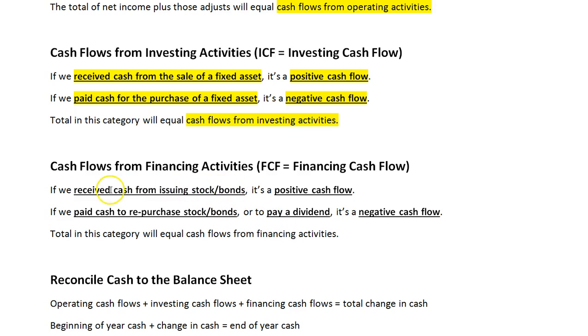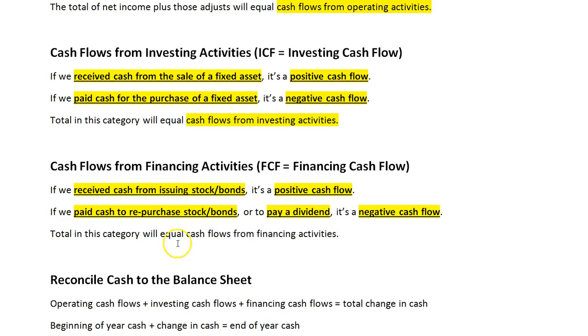Alright, if we received cash from issuing stocks or bonds, so we issued them, we're going to receive cash, and therefore it's a positive cash flow. On the other hand, if we paid cash to repurchase stocks or bonds, or to pay a dividend, it's a negative cash flow.